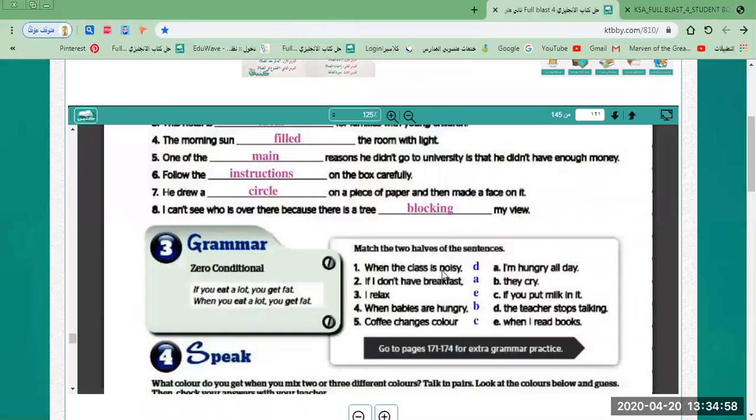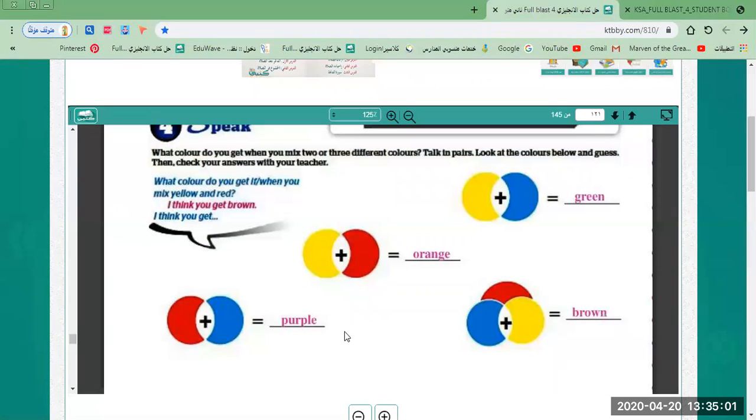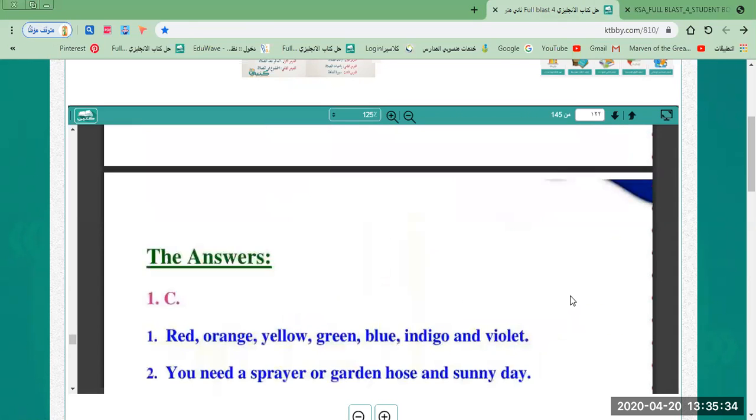Purple. Here we say purple. Noor, what color do you get if you mix yellow and red? Orange. Yes. Everyone follow us. What happens if we mix yellow and blue? We have green. The last one, what will happen if we mix three colors, blue, red, and yellow? We get brown. Thank you.